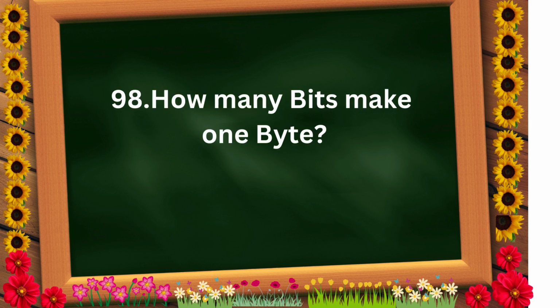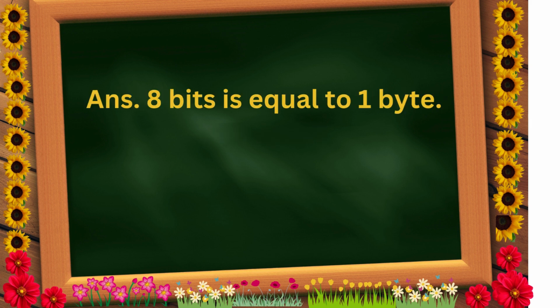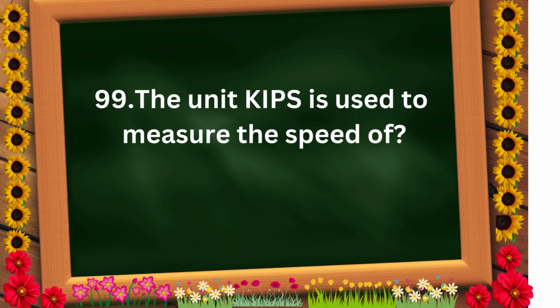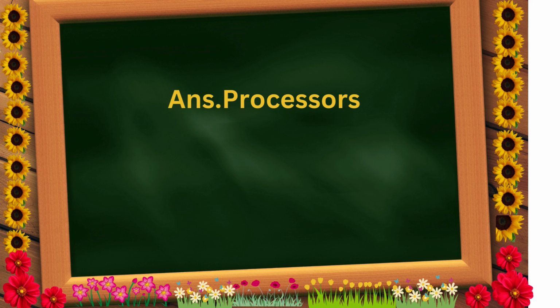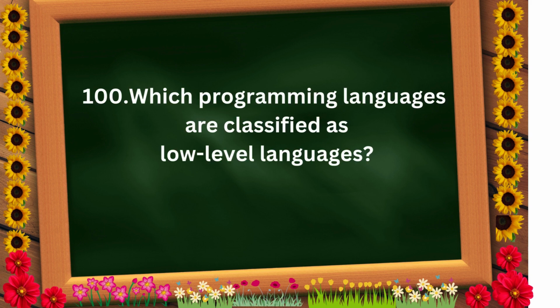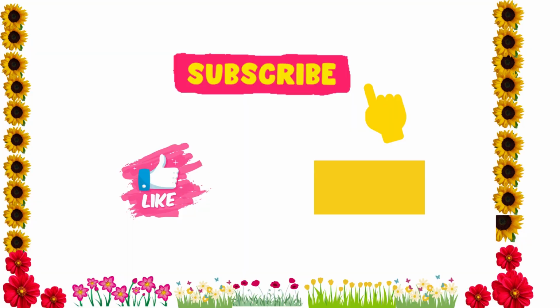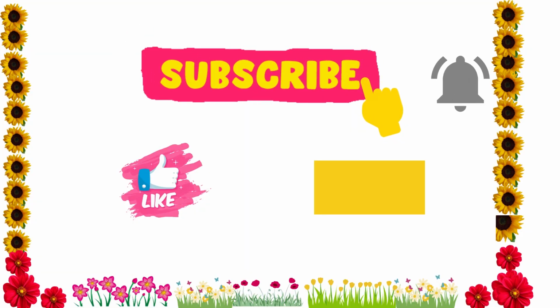How many bits make 1 byte? 8 bits is equal to 1 byte. The unit kips is used to measure the speed of processors. Which programming languages are classified as low-level languages? Assembly language.